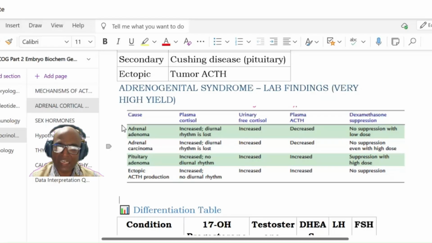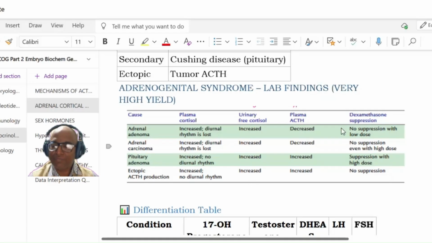So, if it is an adrenal adenoma or adrenal carcinoma, ACTH levels will be reduced. But if it's a pituitary adenoma, which is secreting a large amount of ACTH, the ACTH levels will be high. And if it is an ectopic production of the ACTH, then also the plasma ACTH levels will be increased. So this is how you are going to differentiate adrenal cause from the pituitary cause.